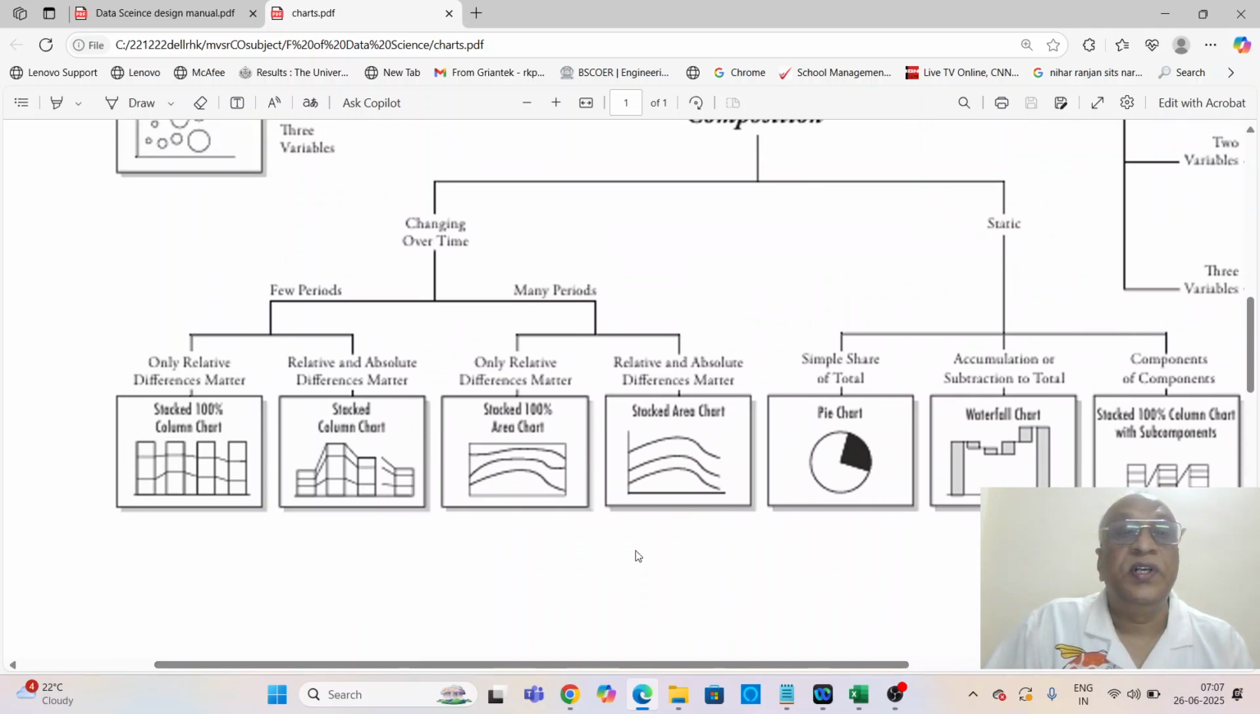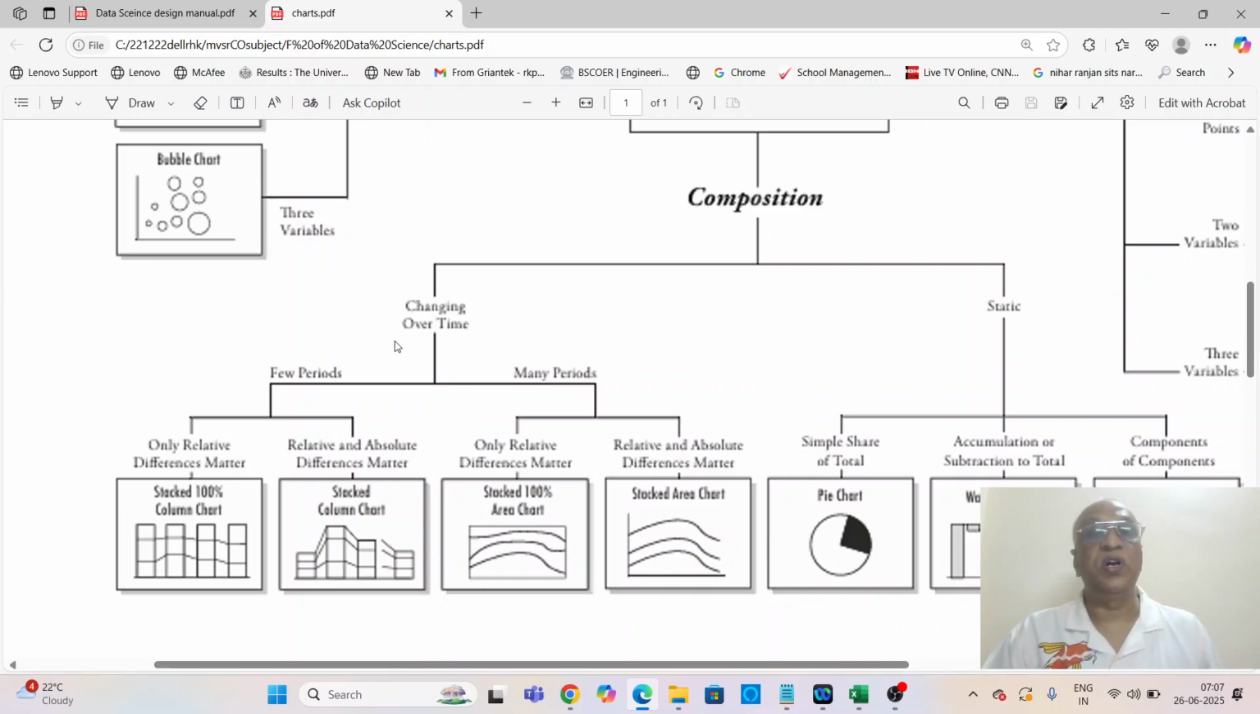Similarly, if I want to show composition changing over time with, say, a few periods and only relative difference matters, then I may go for a stacked 100% column chart. If I want to show relative and absolute difference matters, I may go for a stacked column chart. If the composition is changing over time with many periods, then for relative difference, I may go for a stacked area chart. For relative and absolute difference, I can go for a stacked area chart. This is the 100% stacked area chart. This is the normal stacked area chart.